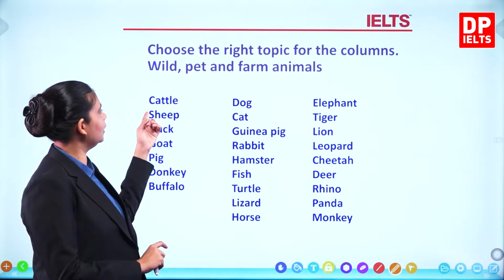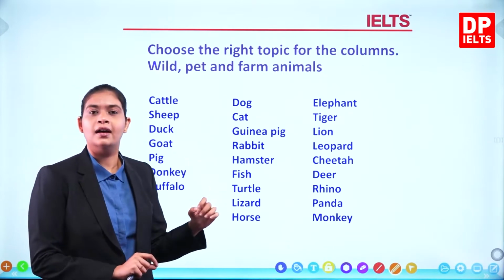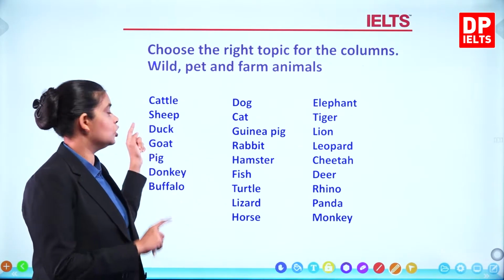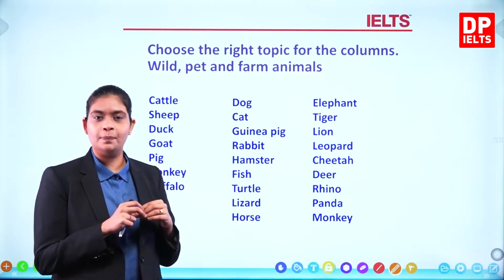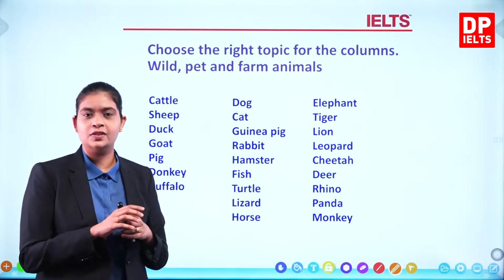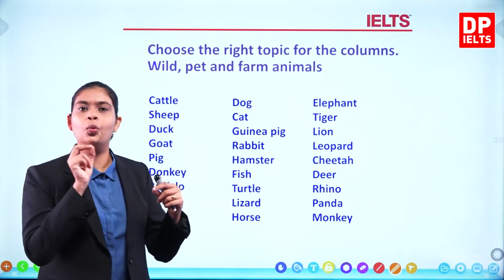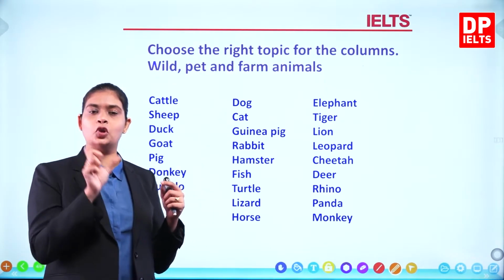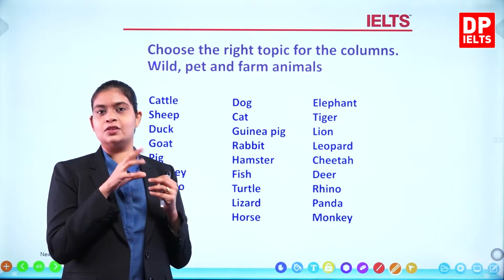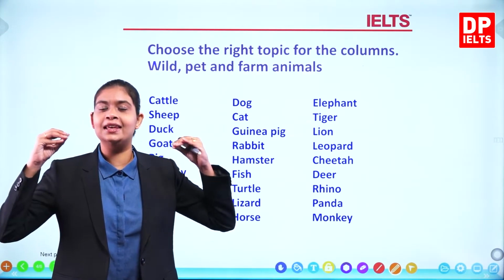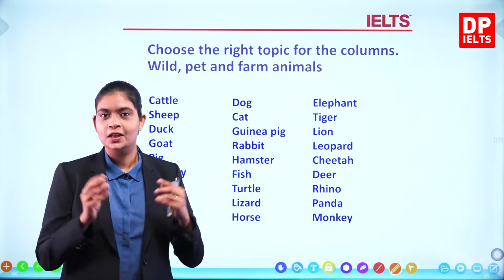Now here we have cattle. Cattle. Sheep. Okay. So here it's not a ship, it is sheep. Okay. So okay. We have shorter sounds. We have the longer sounds. I is the shorter sound. E is the longer sound. So sheep.